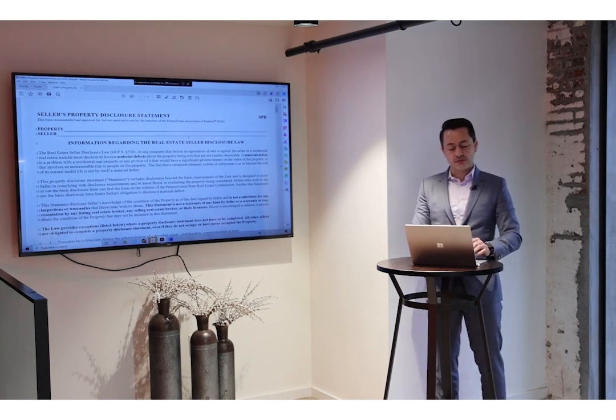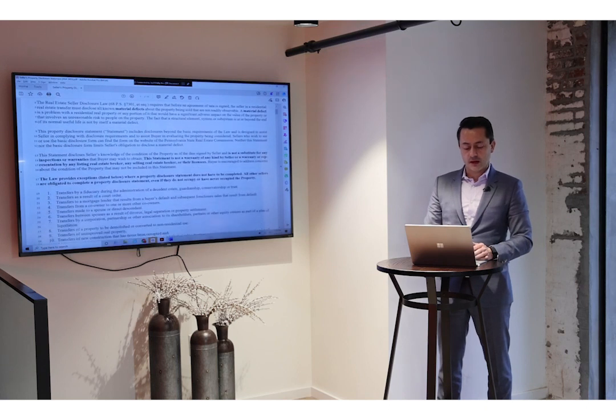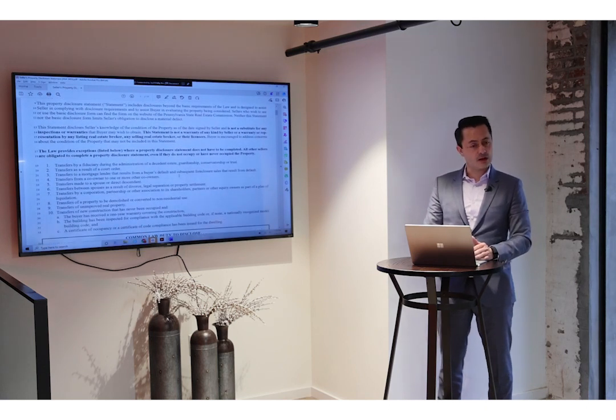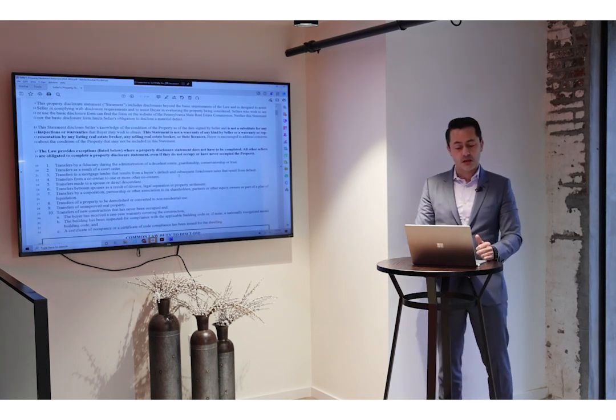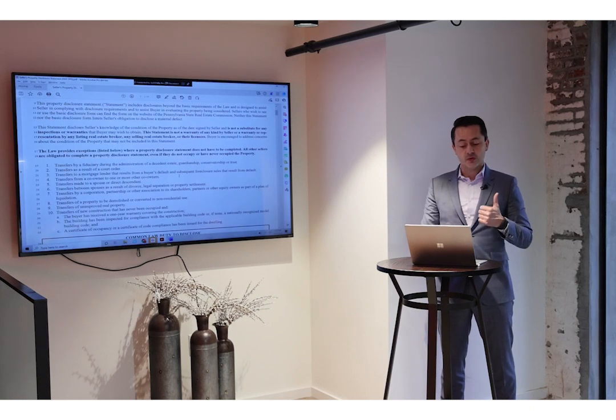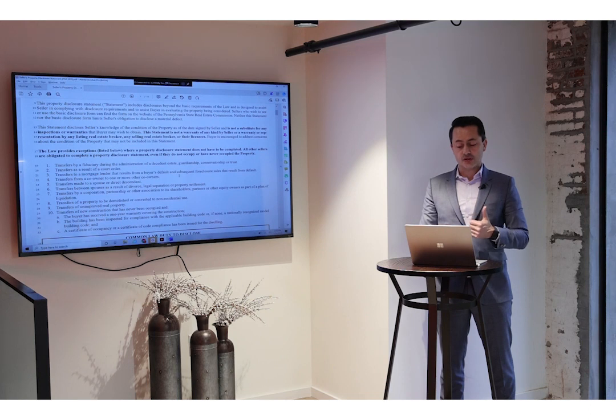Also, there are a bunch of reasons or exclusions as to why this document is not needed in a transaction. Transfer by fiduciary during the administration of a decedent's estate, guardianship, conservatorship, or trust means that if someone is selling their parents' home because their parents died, or their uncle, or someone else, they're not obligated to provide a seller's disclosure statement. Transfers as a result of a court order, well, it's self-explanatory.